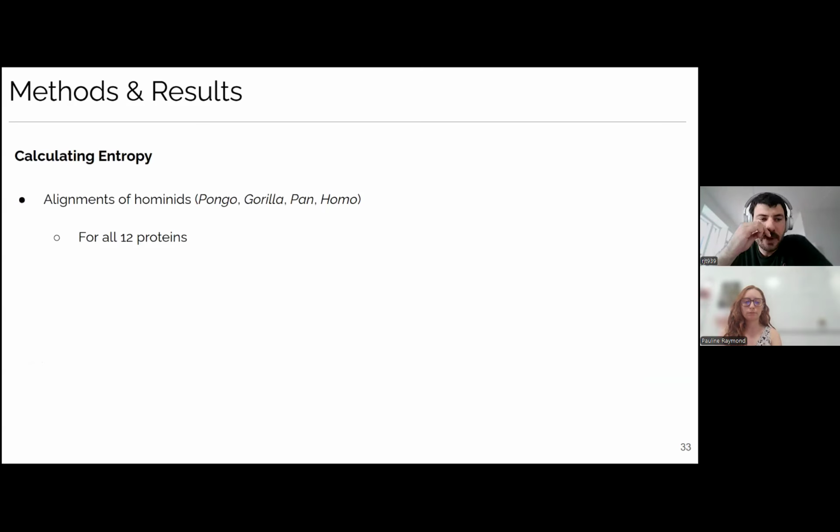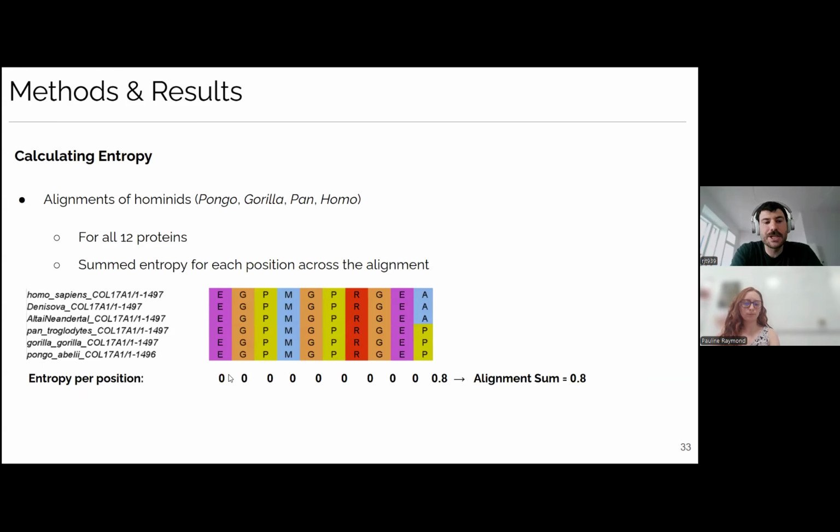So what we did then, we made alignments for our 4 hominid groups, Pongo, Gorilla, Pan, and Homo, for all of these 12 proteins. And then we summed the entropy of each position across the alignment. So imagine we have this alignment for these groups, and then most positions have a 0, but this one has a 0.8, as we said. So this alignment in its sum will get a 0.8. And of course, you can imagine that if it expands this way, you will find more positions with entropy, so the alignment sum will increase.